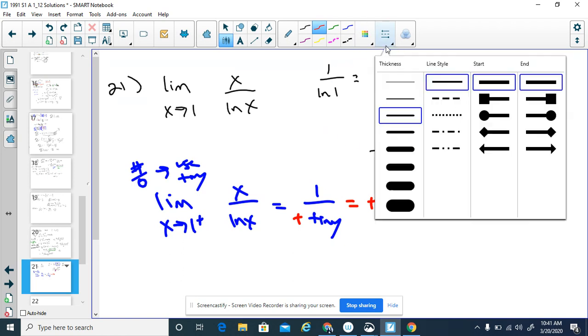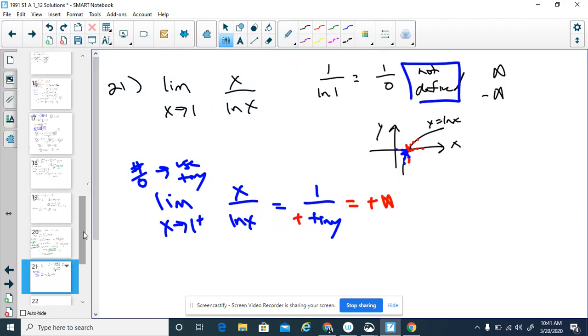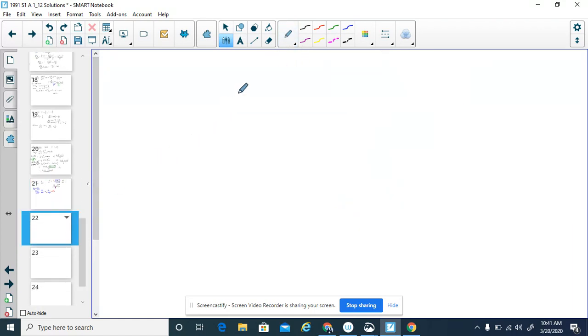That's the way to do it without L'Hopital's rule, right? We'll do L'Hopital's rule on another problem. We're going to keep rocking and rolling here. All right, so let's go to question 22.